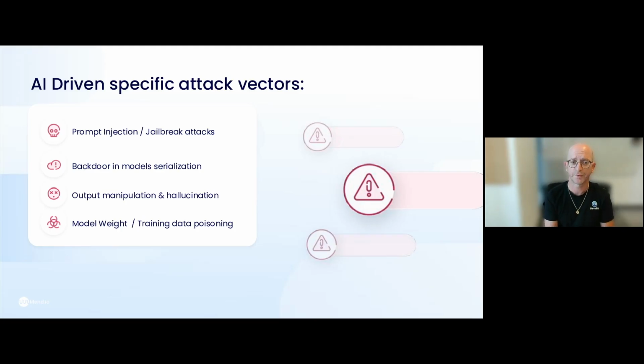Then we have different types of output manipulation and hallucination. Basically, AI models by design can hallucinate. I'm sure many of you have experienced it in your personal life. Generally speaking, AI models are trained to provide an answer, whether they have the information or not. And in many cases, you may ask a question they do not have the answer to, and then they will just hallucinate, come up with an answer that is completely not true.